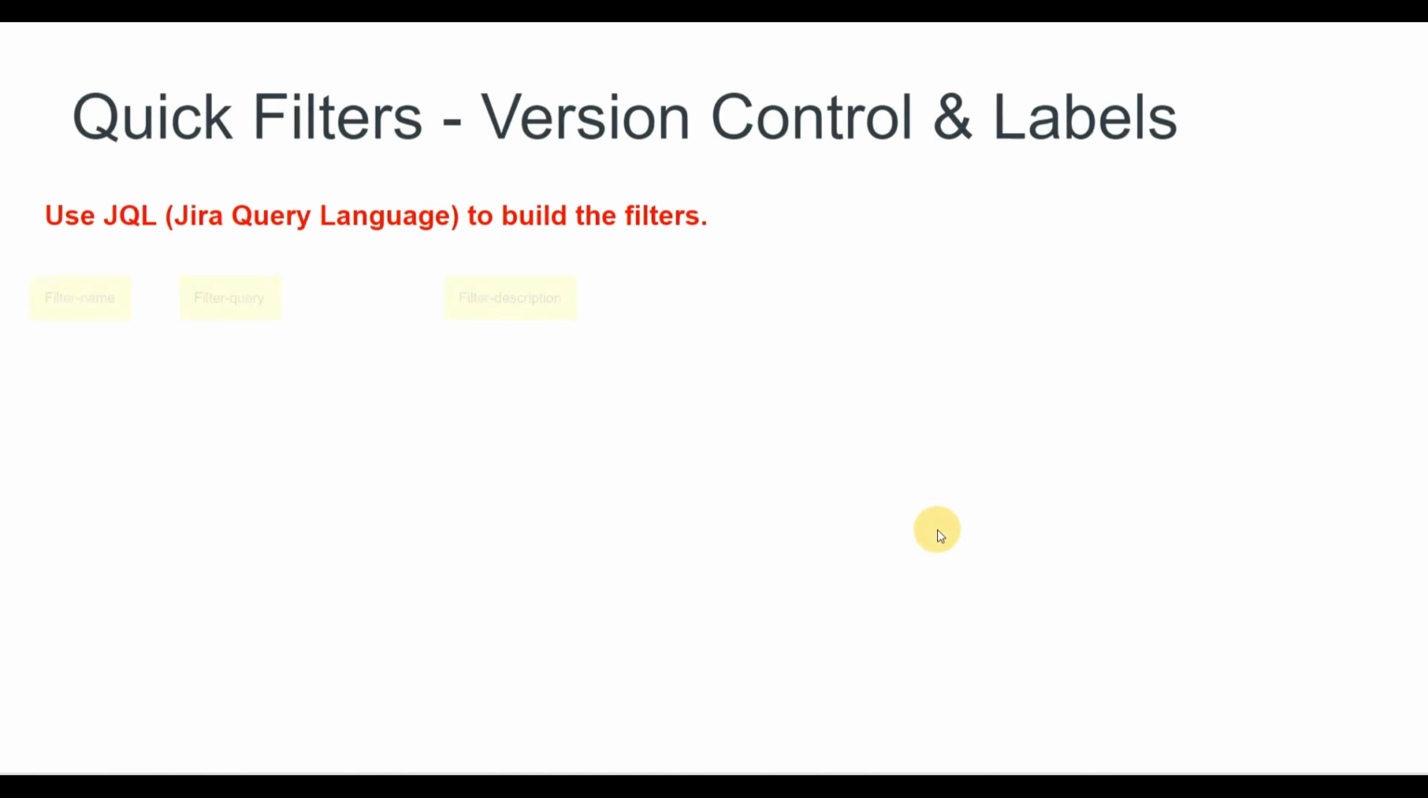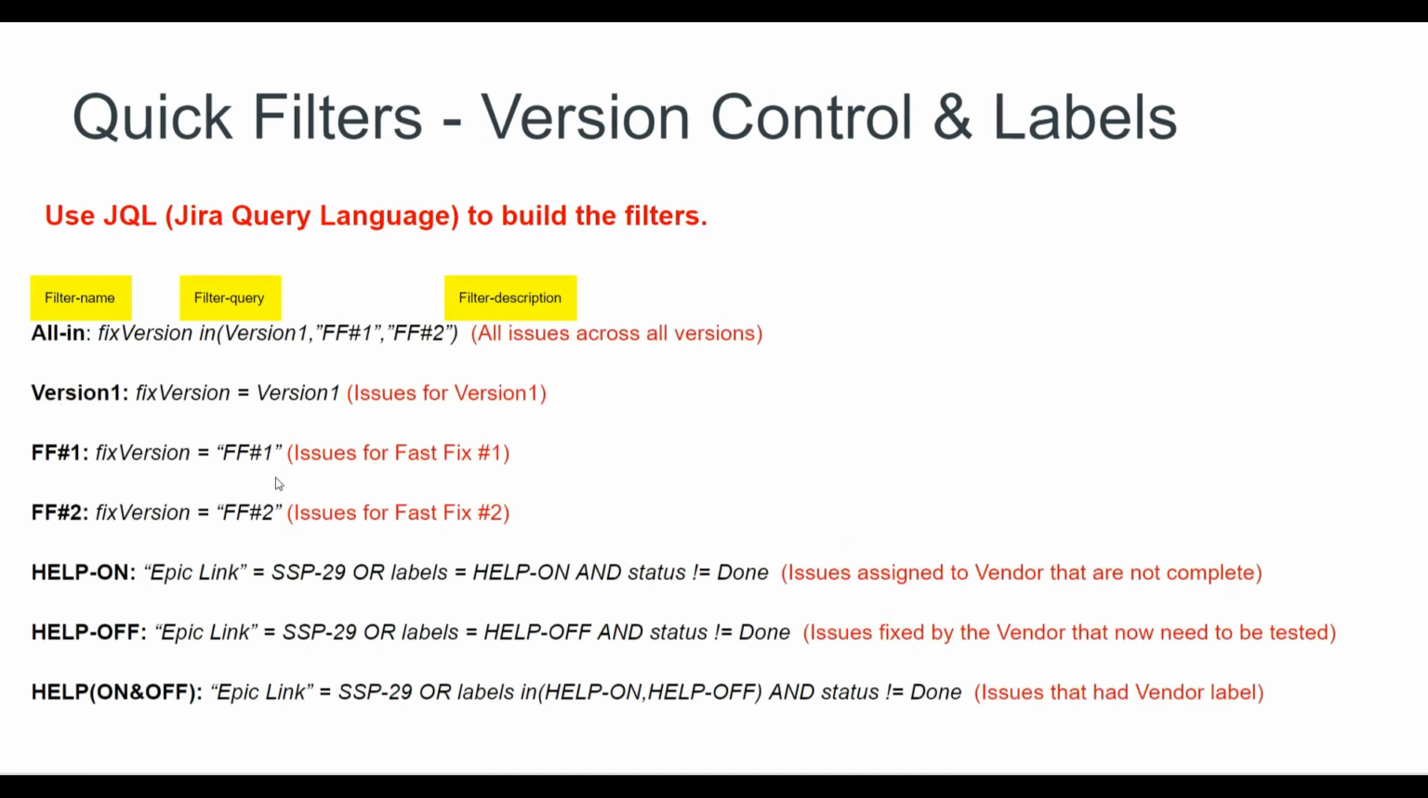Just to recap, we're using JQL, Jira Query Language, to build the quick filters. The quick filters follow a syntax: you give the filter name, you give the query to say what exactly you want that filter to do using JQL, and then you give a description of that filter to say what it is doing. So in this case, for version 1, I want to make sure that fix version is equal to version 1. That will pull everything to do with that, and fast fix 1, fast fix 2, etc.